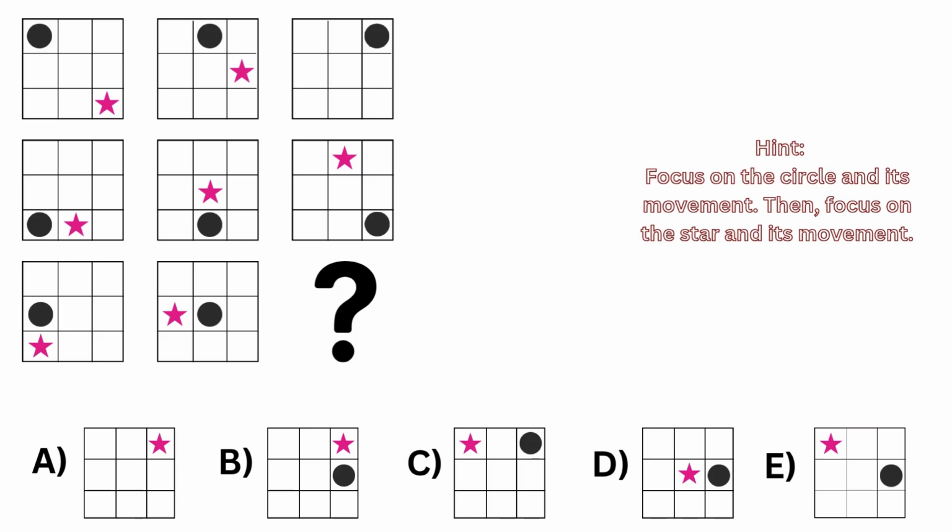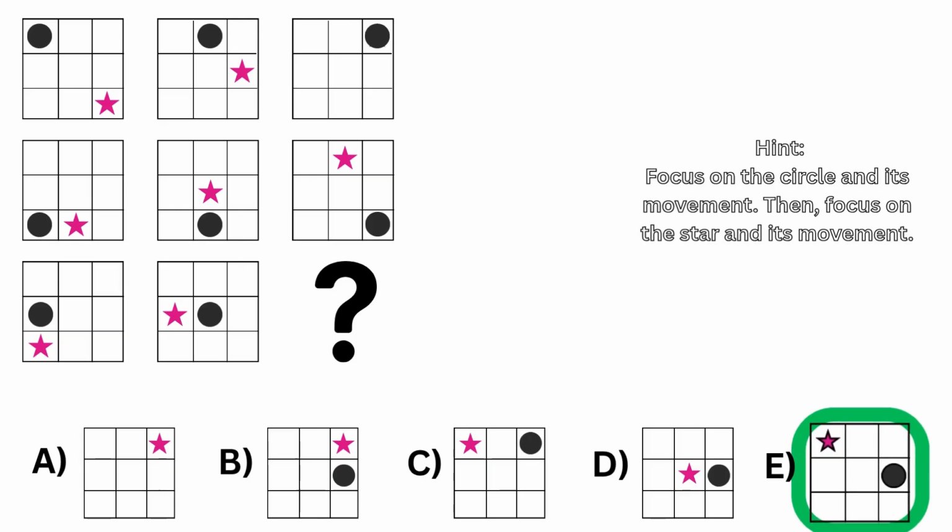When we look down a column, the circle remains in the same row but appears in different columns with each frame. In the upper right frame, an interesting interaction occurs. The circle and the star overlap, and the circle ultimately covers the star. By applying these rules, we can eliminate incorrect options. Option A is missing the circle, and options B, C, and D have the star in the wrong position. Hence, the only correct solution is option E.